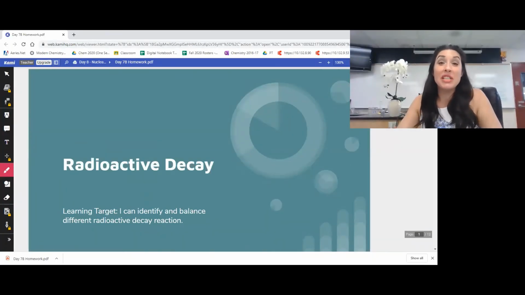Today we are going to be talking about different forms of radioactive decay. So our learning target for today is to be able to identify a few forms of radioactive decay and to be able to balance those types of nuclear reactions. But first, it might be helpful to define radioactivity.